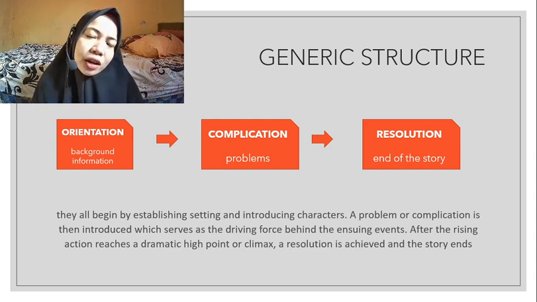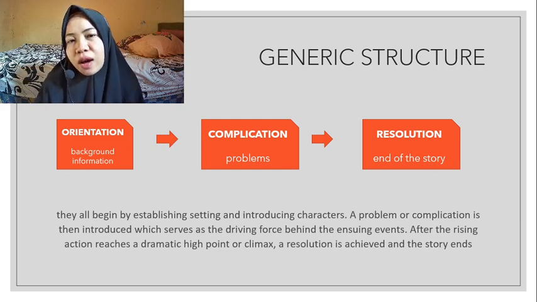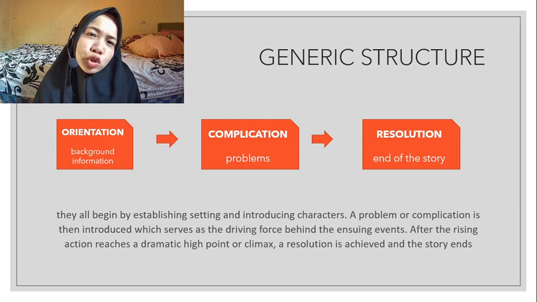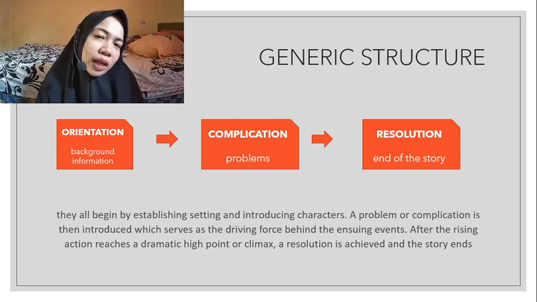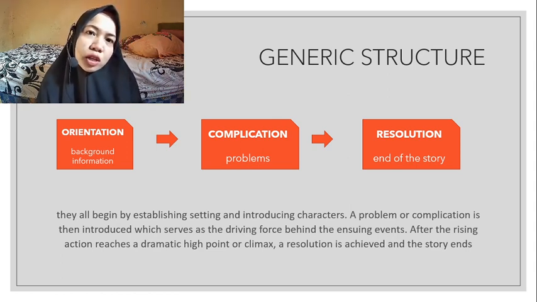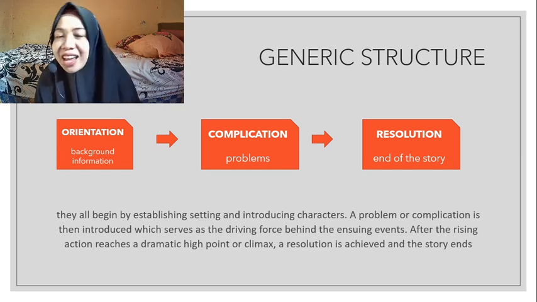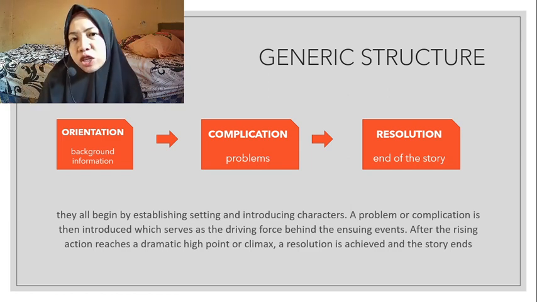Okay, so by understanding the generic structure today, I hope that you can identify any short story that you are going to read after this, and then you can find what kinds of orientation, the setting, the times, and also the characters that you found in the story, what problems the author tries to illustrate, and the last one, how is the end of the story. So I'm going to give you a link of several short stories. You may choose which short story you are going to read, and then you have to identify the generic structure of the story that you have read.